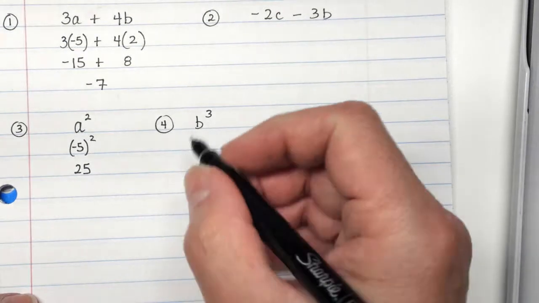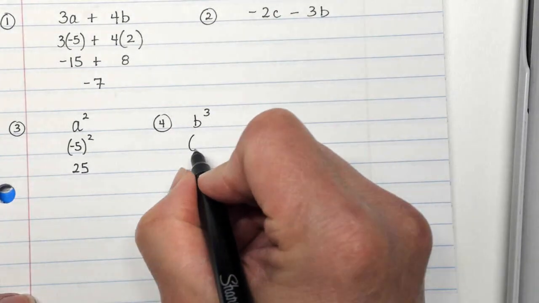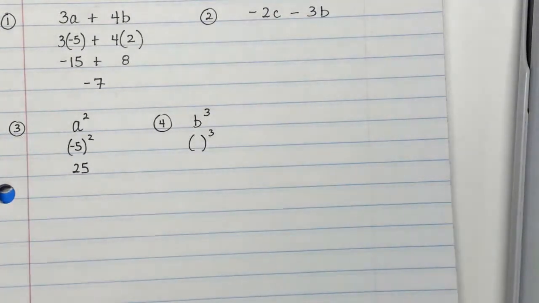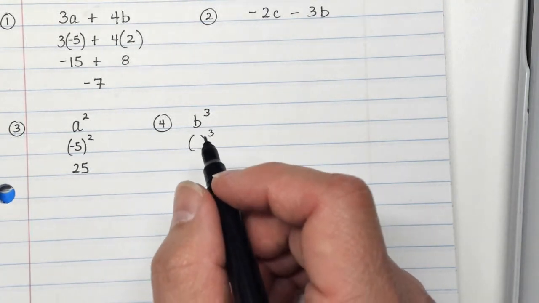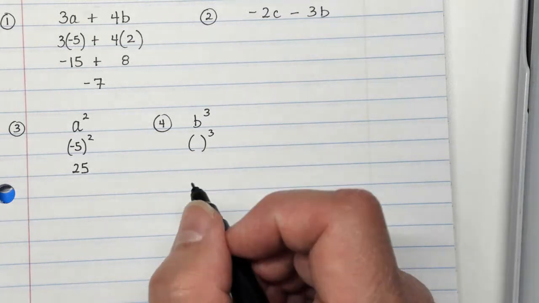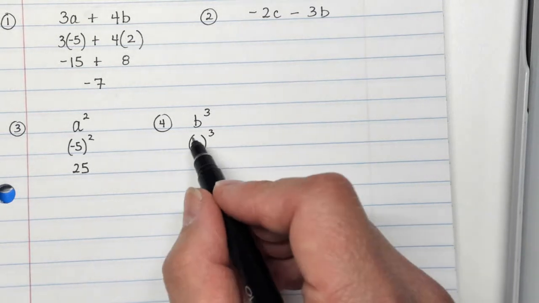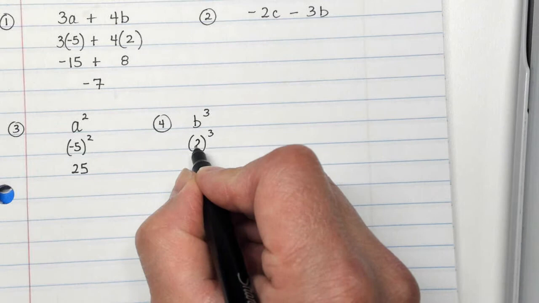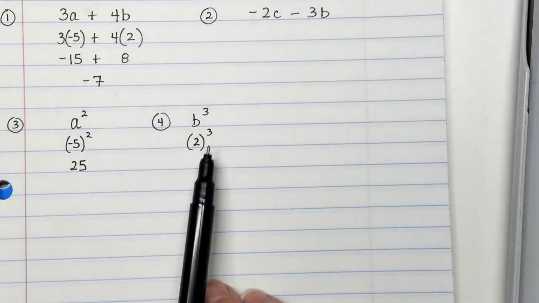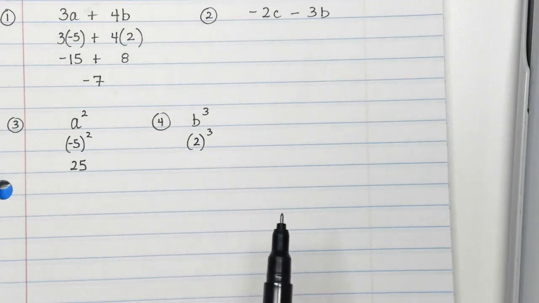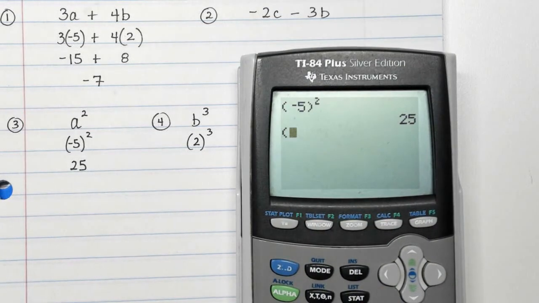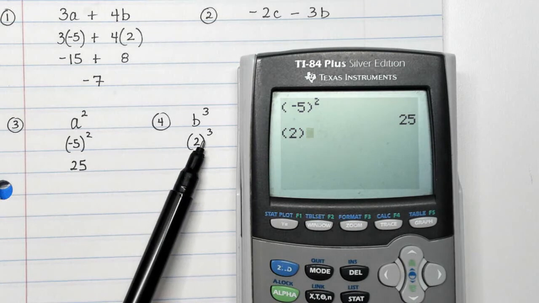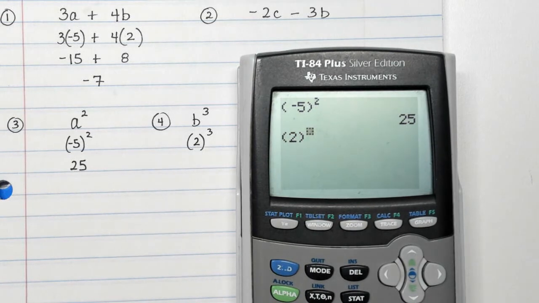Alright, let me do one more example for you. B cubed. We know that B is 2, so you're going to replace the B with a 2. By the way, when you replace a letter with a number, you put that number inside of parentheses. Okay, 2 to the third power, or 2 cubed is how you say it. Look how I do this. I'm writing it exactly like I see it. 2 to the power of 3 is 8.